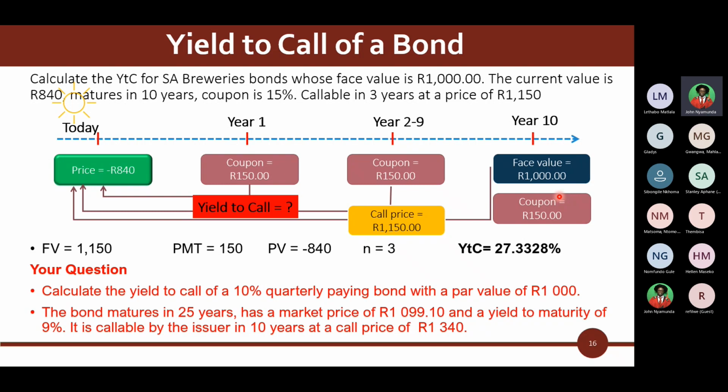I had three screens, but now I'm down to two because of load shedding. So your question is this one at the bottom, which says: calculate the yield to call of a 10% quarterly paying bond with a par value of 1,000. The bond matures in 25 years. Also calculate the market value and the yield to maturity. It is callable by the issuer in 10 years at a call price of 1130. What is your yield to call?